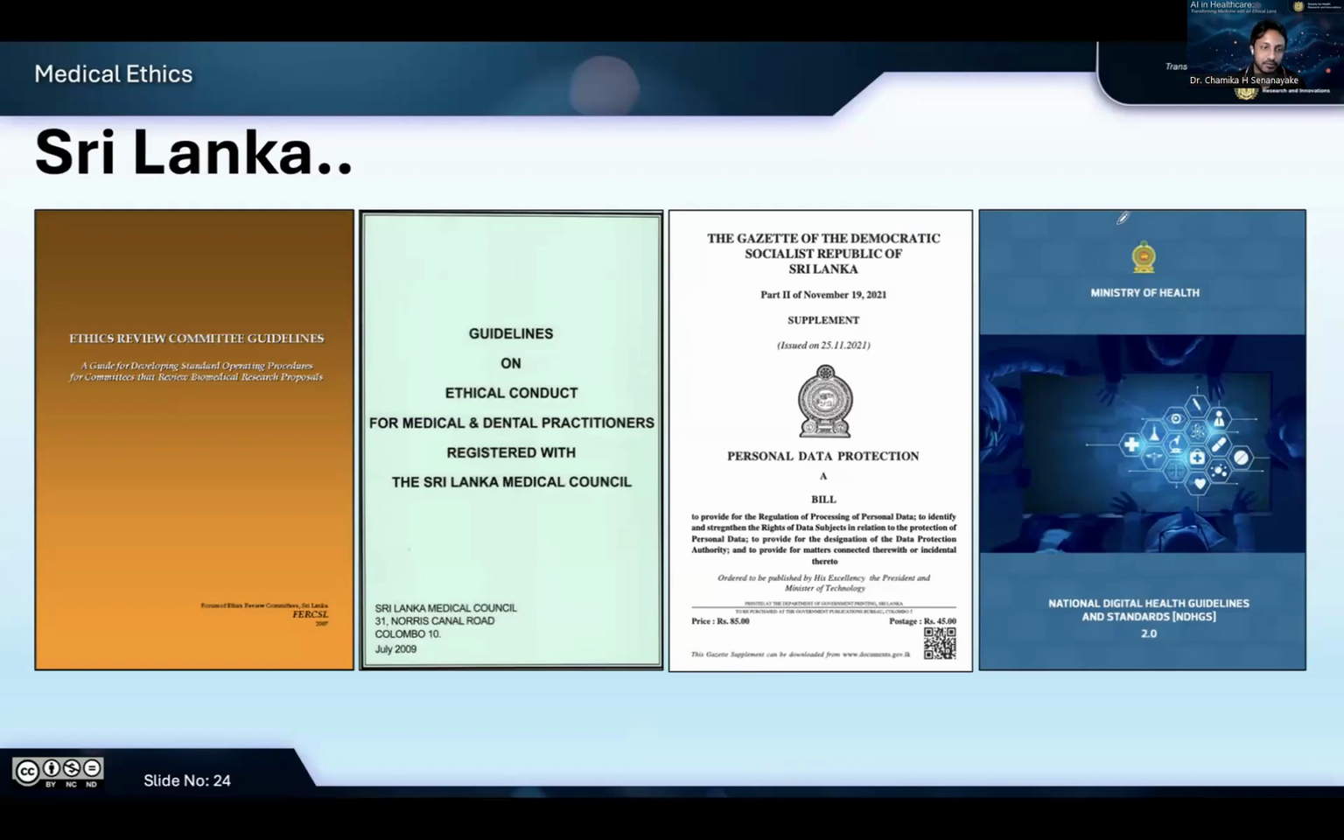Also, the Ministry of Health provides a lot of guidelines, such as from the Health Information Unit, like the National Digital Health Guidelines and Standards. So when you're free, please download them and have a read through. It's very interesting and very informative, so you won't make any mistakes unknowingly. But those are the main things.